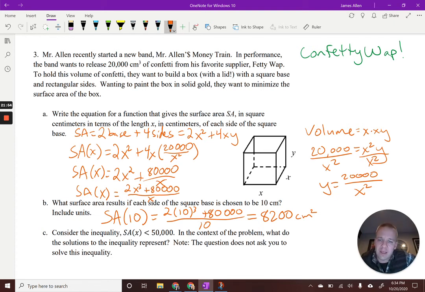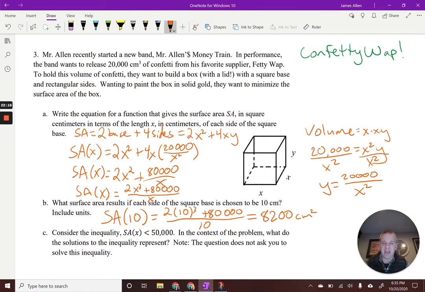Part C. Consider the inequality surface area as a function of x is less than 50,000. In the context of the problem, what do the solutions to the inequality represent? We're not asking you to solve it here, right? We're not asking for the answers. Well, numerically, what we're saying is, what do the solutions represent in this inequality?